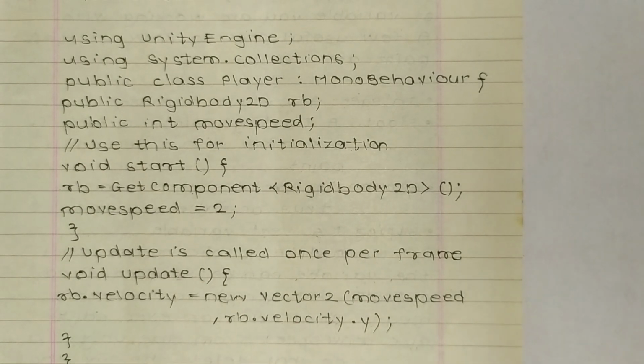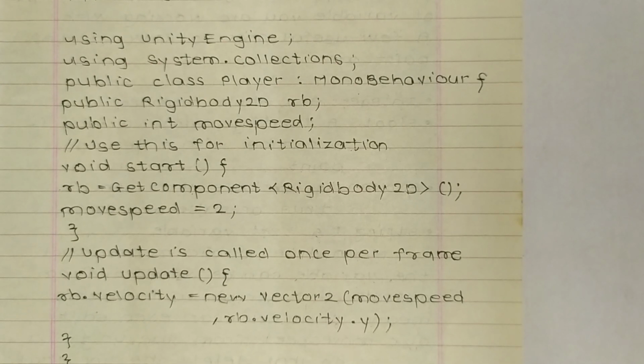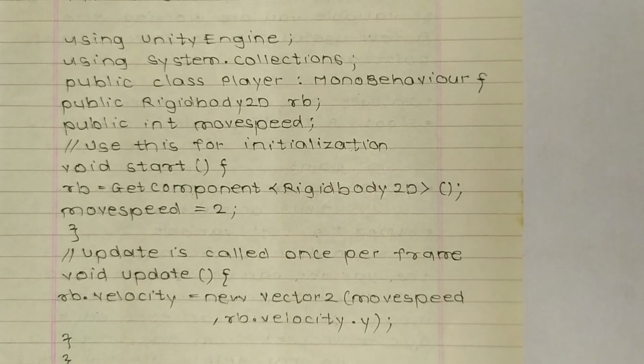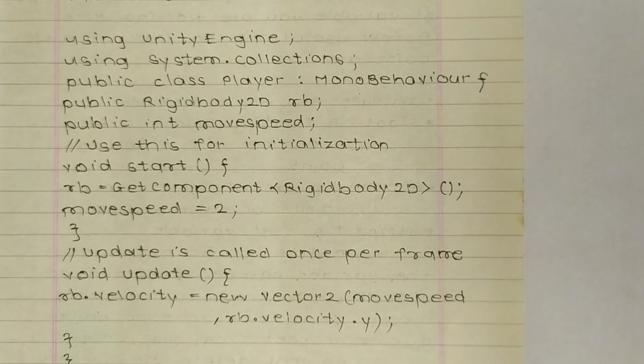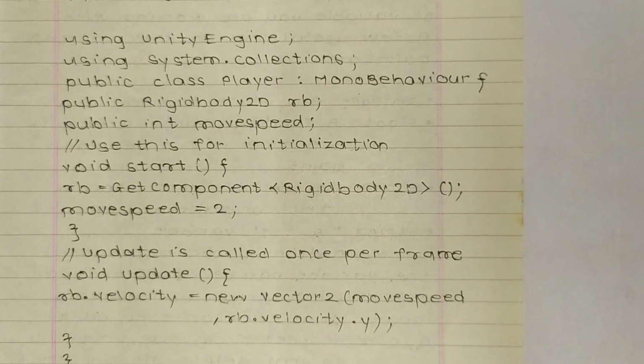This is the code by which we can change the moving speed of our character using the Unity engine: using System.Collections; public class Player : MonoBehaviour; public Rigidbody2D rb; public int moveSpeed. Use this for initialization. Now void Start: rb is equal to GetComponent Rigidbody2D; moveSpeed = 2. Update is called once per frame, void Update.